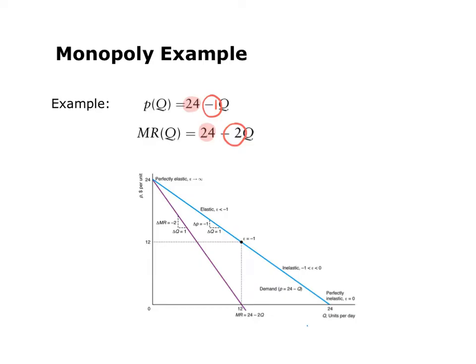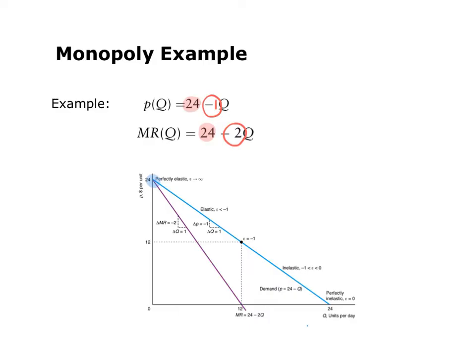Both of these curves, demand and marginal revenue, have intercepts of 24. Thus, they both start at a price of 24. Both are linear and downward sloping. Demand has a slope of -1, whereas marginal revenue has a steeper slope of -2. We see on the graph that demand is flat relative to marginal revenue, and marginal revenue is steeper relative to demand.